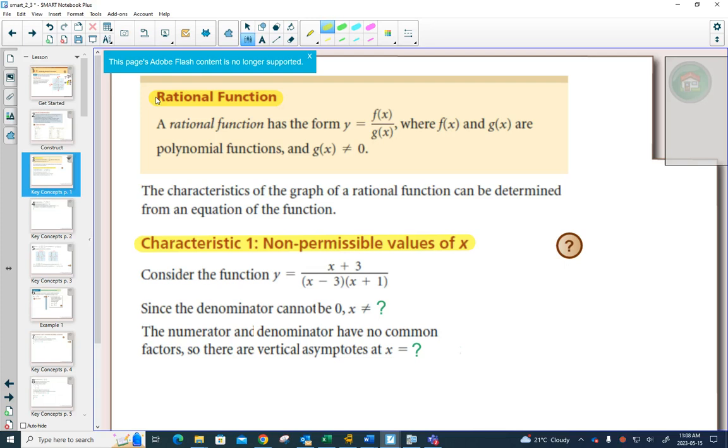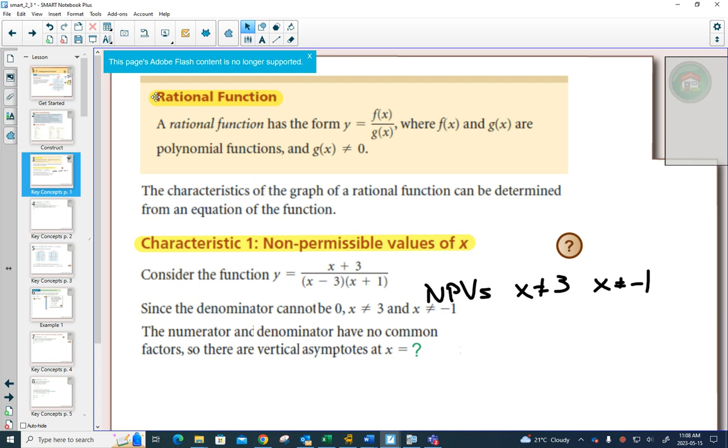Okay? Now, more formally, the first thing that you're always going to do when you have a rational function is you are going to factor it completely. This function has already been factored completely for us. Then you're going to look at the non-permissible values. Non-permissible values are always things that would cause you to divide by 0. In this case, x couldn't equal 3, and x couldn't equal -1. Those would be your non-permissible values.